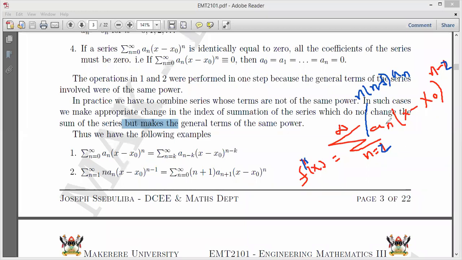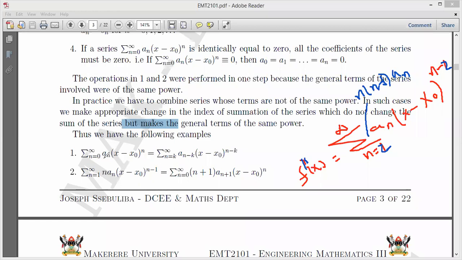And this will help us to simplify. These would be complex kind of series that would emerge when we try to solve different orders of differential equations. Okay, now the same applies here.